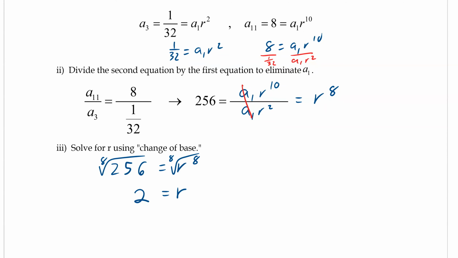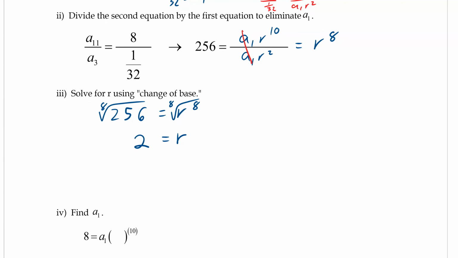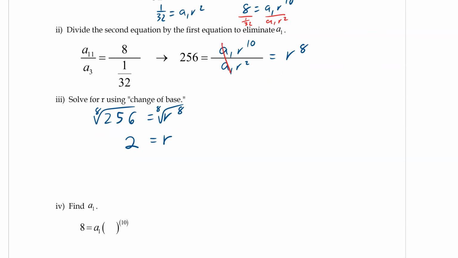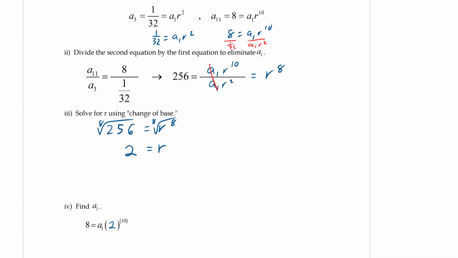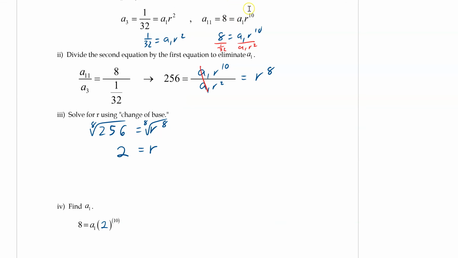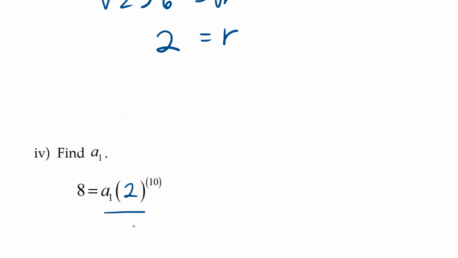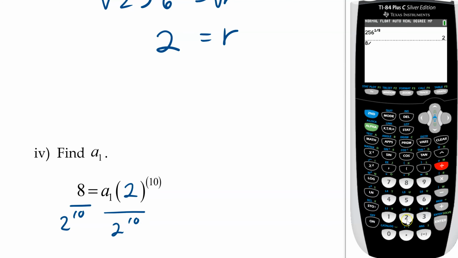So now to find a sub 1, you can either take the third term and just keep dividing backwards, or you just take one of your two terms. I'm picking the 8 because it looks nicer, and we plug in our 2. So if you saw that before, 8 is equal to a sub 1 r to the 10th. Plugging in 2, we get this. And so now we will just divide both sides by 2 to the 10th. Plug that into our calculator: 8 divided by 2 to the power of 10. It says ouch, so you do math, fraction, enter, and it says 1 over 128.